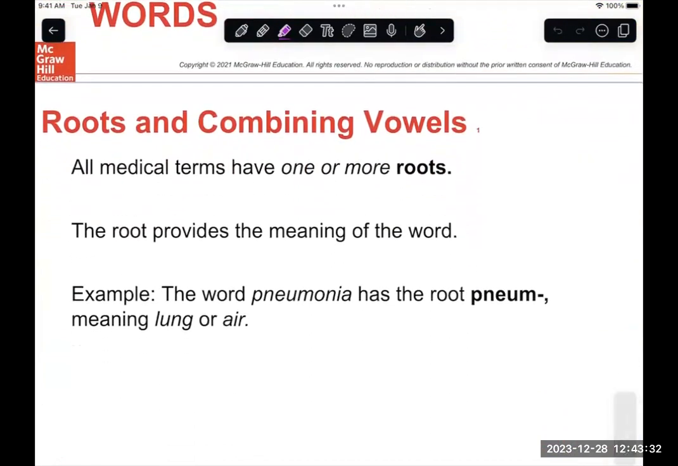So, all medical terms have one or more roots. A root is a constant foundation and core of a medical term. A root can appear anywhere in this term. More than one root can have the same meaning, such as this example here. For pneumonia, pneumo, the P is silent, means lung or air.